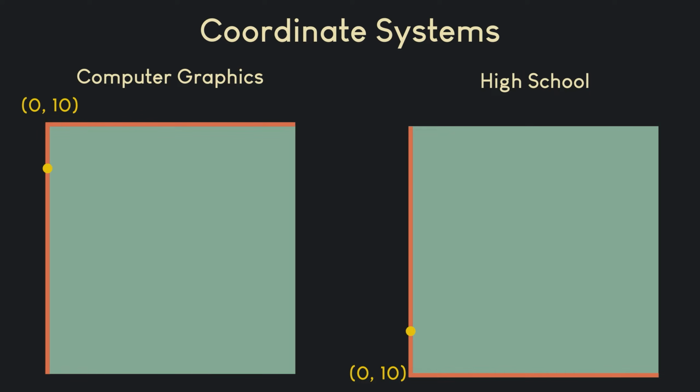This means that a point at 10, 10 will be located 10 units to the right and 10 units down from the origin. We will be using the top left corner coordinate system in our Space Invaders game. That's why it is important to understand the differences between these two coordinate systems.